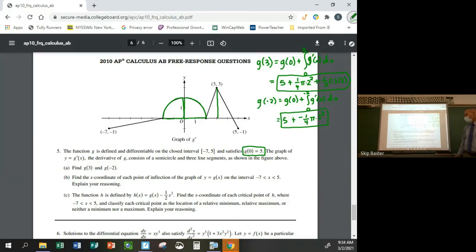Part B, find the x-coordinate of each point of inflection of G between -7 and 5. So how do you find points of inflection, just generally, how do you find points of inflection of G? It's when the second derivative changes sign, and there's one other requirement.